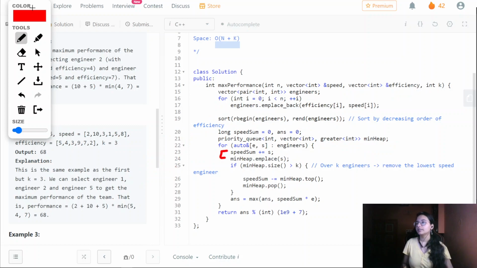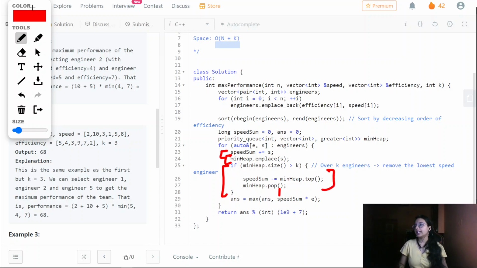So now we will be adding up that speed and then pushing that speed into our min heap. Now comes the next part. Now we are required to check if our min heap size is greater than k, then only we will be proceeding further. If our min heap dot size is greater than k, then we will proceed with popping out the elements out of that, because we only require k elements in our min heap.